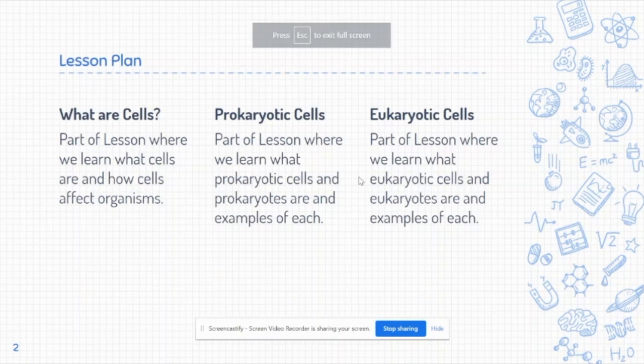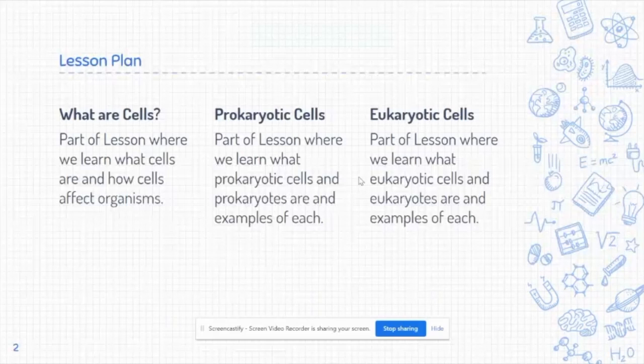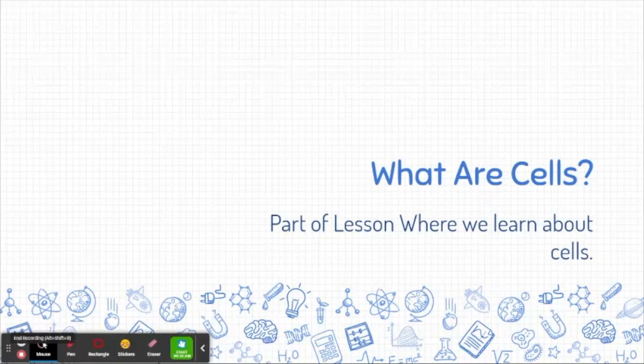So first we will talk about what are cells. It's a part of lesson where we learn about cells, what cells are, and how cells affect organisms. Then we can talk about prokaryotic cells. We learn about prokaryotic cells and prokaryotes, and we give examples of each. Then we can talk about eukaryotic cells. This is a part of lesson where we learn about what eukaryotic cells and eukaryotes are and examples of each. For the lesson, you will learn about cells.